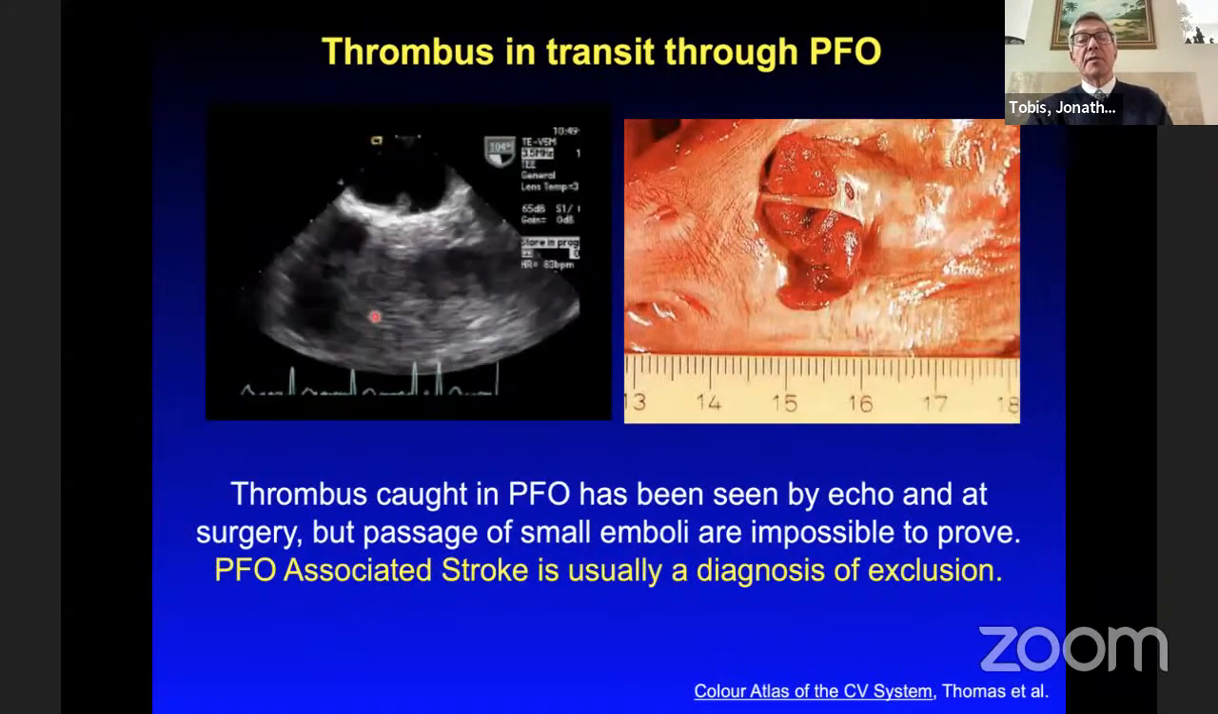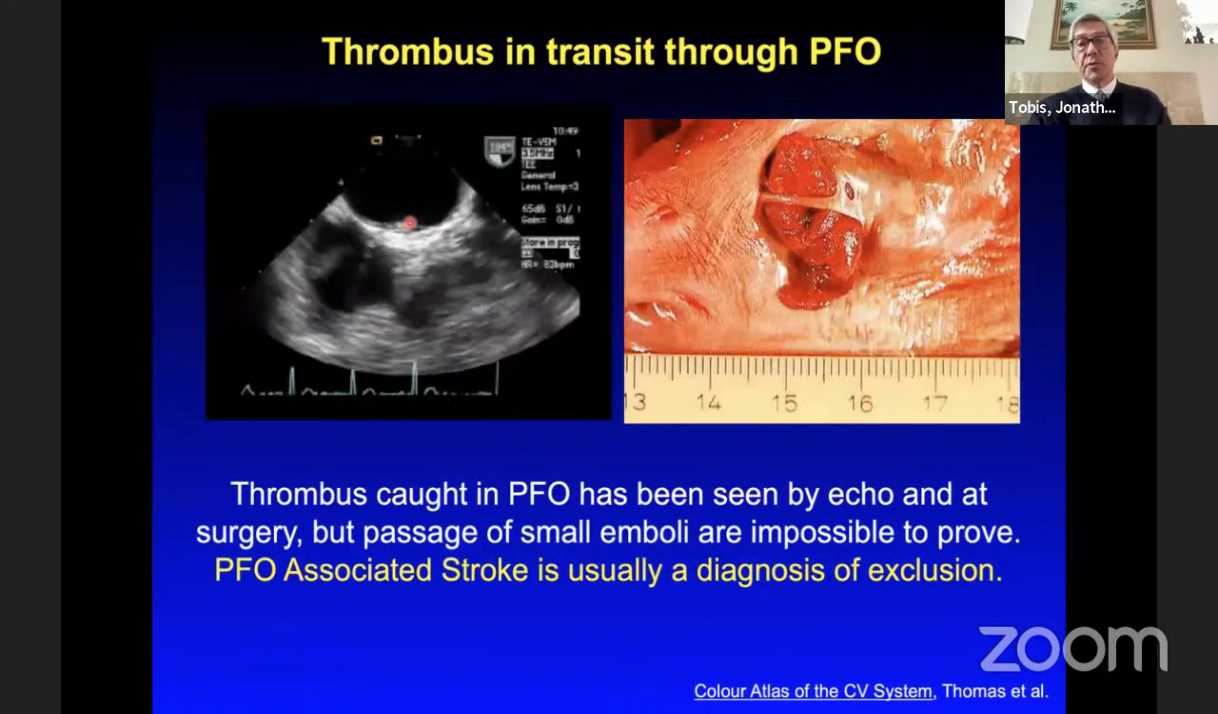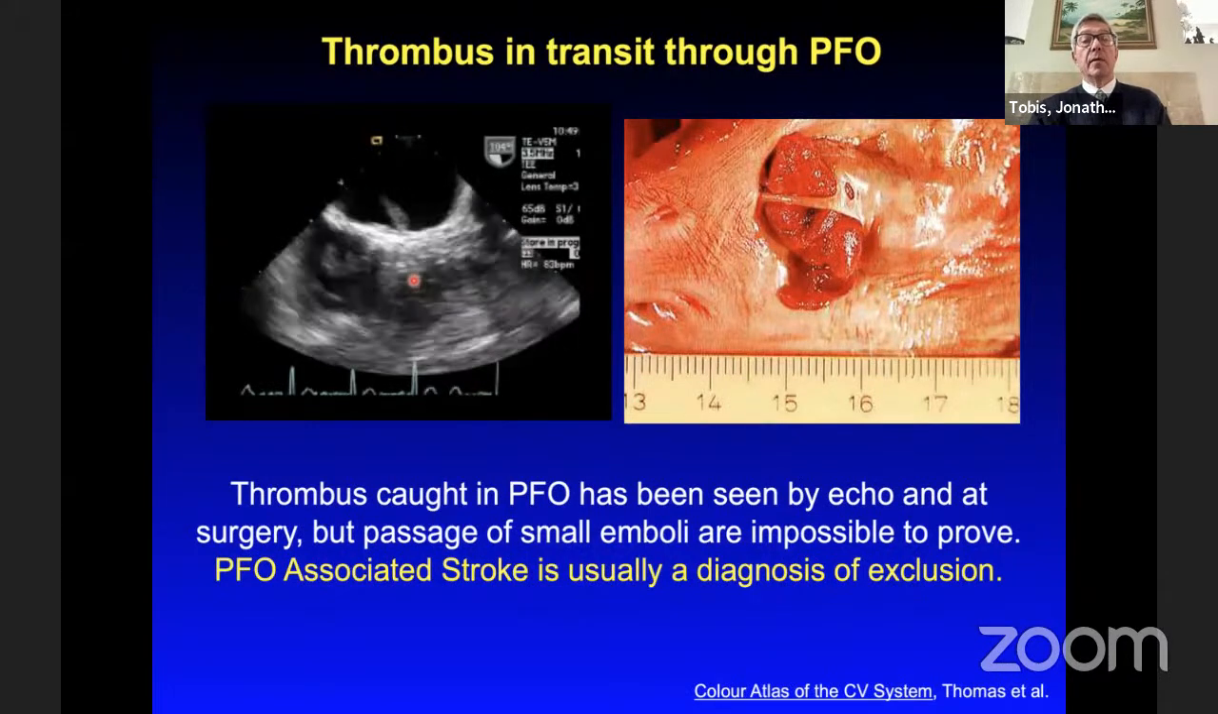Occasionally, you'll see a thrombus straddling the atrial septum, as seen over here, or at autopsy over here. This is rare, and this is the only condition in which the neurologist would say absolutely that that stroke was due to a thrombus and a paradoxical embolism. Most of the time, the emboli are very small, 1 to 3 millimeters, which is enough to occlude the cerebral vessels. And so a PFO associated stroke is usually a diagnosis of exclusion. You don't see the thrombus per se.